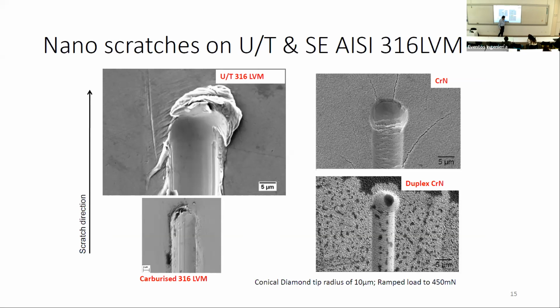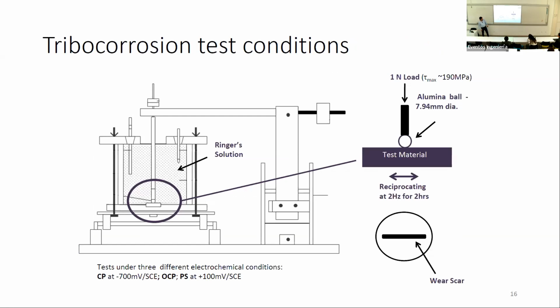And this is the scratch test on the duplex chrome nitride, and this is showing that it is much more resistant to damage because it has a good load support provided by the underlying carburized substrate.